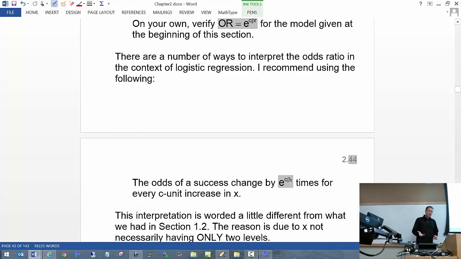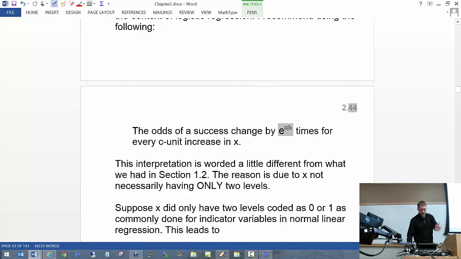Now, how do you interpret this odds ratio? Well, we need to interpret it a little differently from section 1.2, because we are not comparing two levels of a binary explanatory variable. So we have to make a small adjustment.